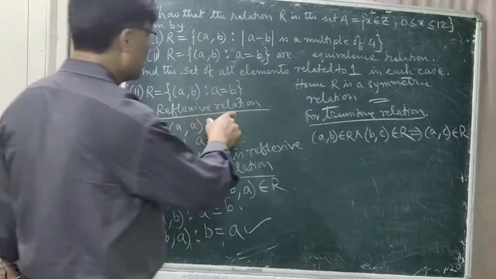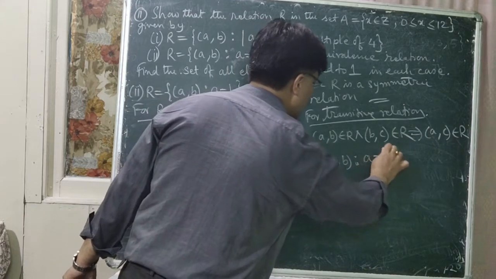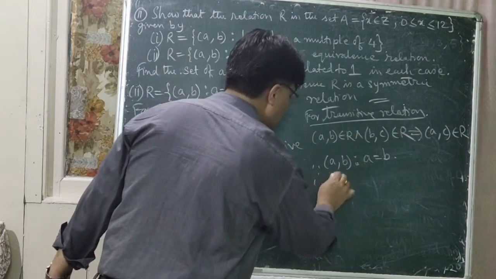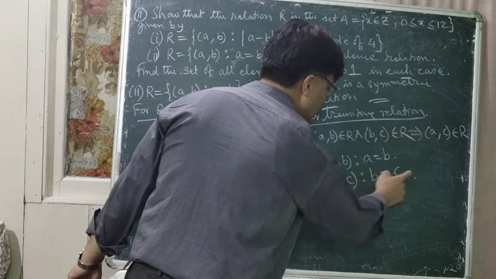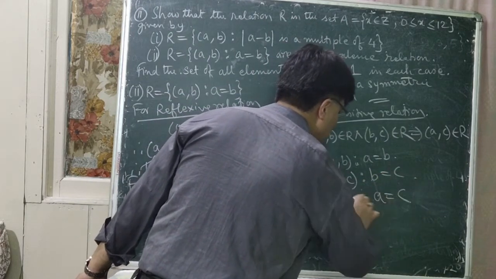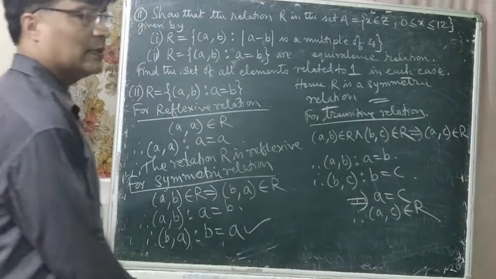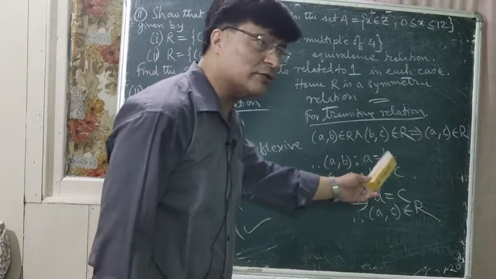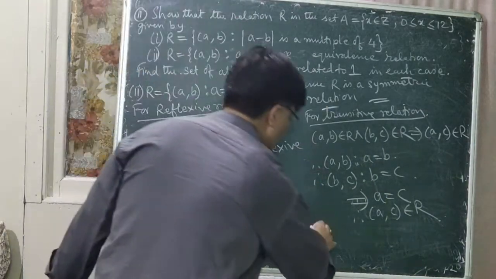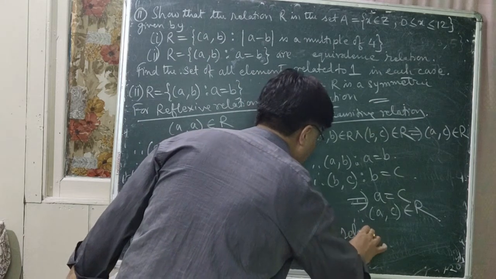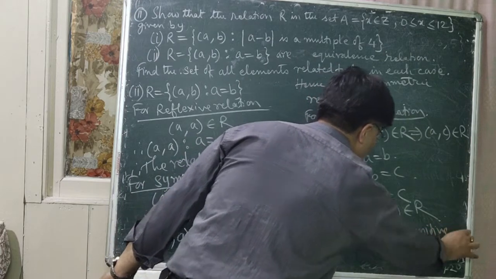Okay. Now in this case, A comma B such that A is equal to B is given. Now B comma C belongs to relation means B is equal to C. That is, if A is equal to B and B is equal to C, then A is equal to C, isn't it? That is, A comma C also belongs to the relation R. So therefore the relation R is transitive.